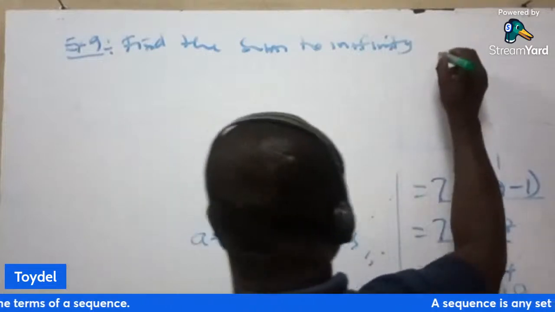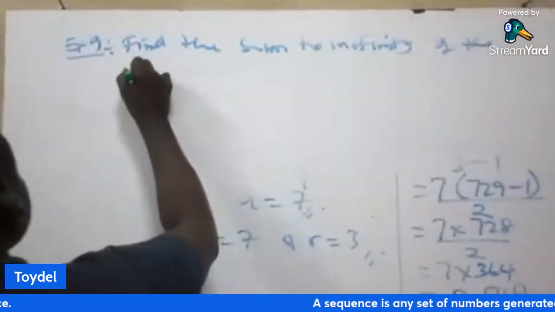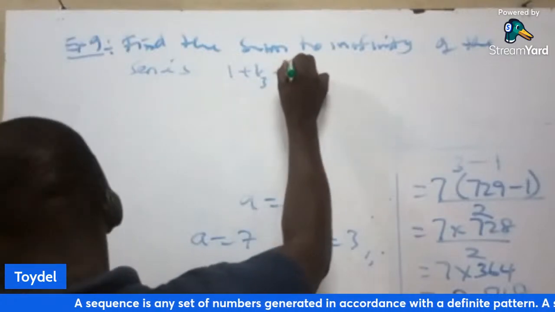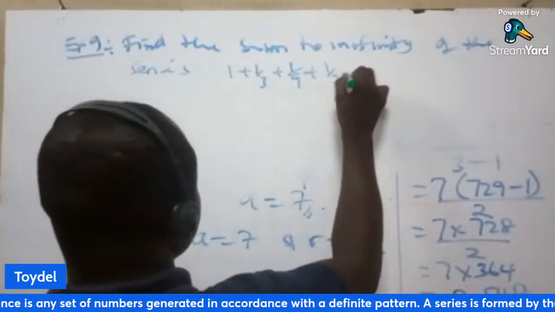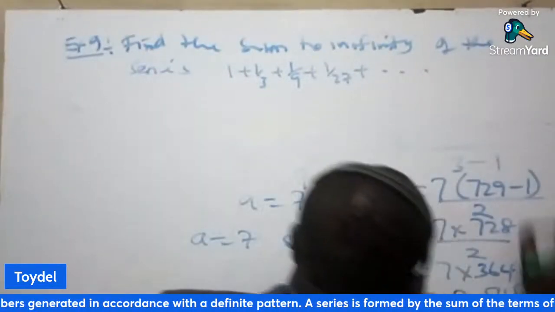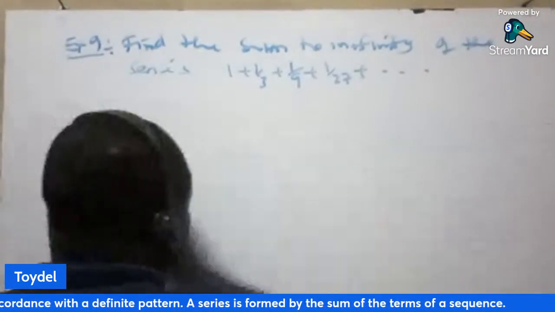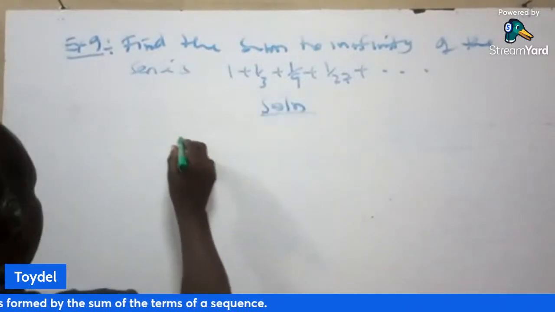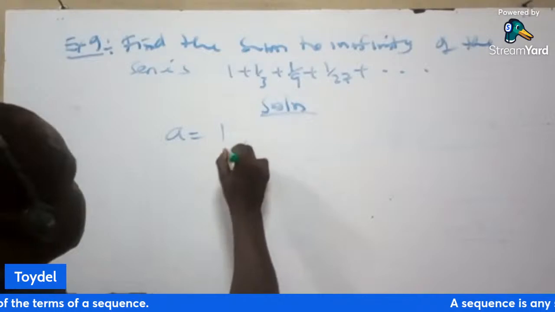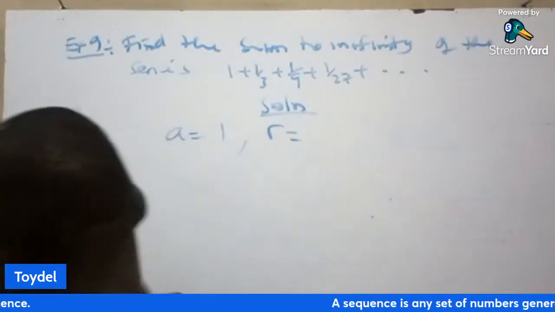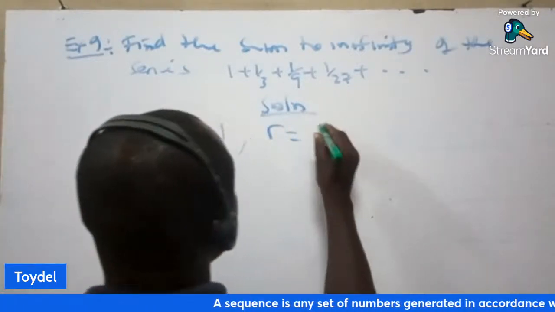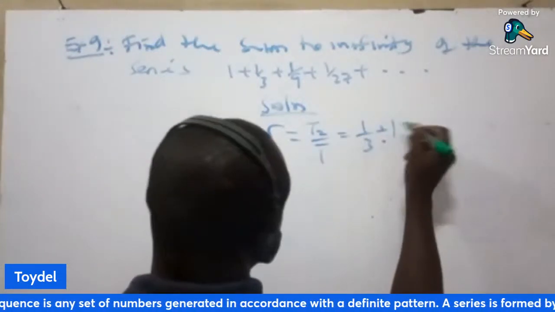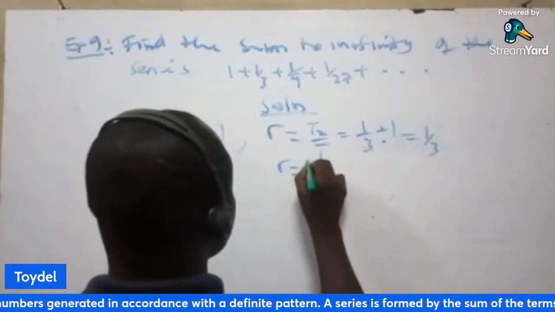Find the sum to infinity of the series 1 plus 1 all over 3 plus 1 all over 9 plus 1 all over 27 plus dot dot dot. So in this case, of course, we know the formula when we have sum to infinity. Here a is equal to 1. Then what is the common ratio? Common ratio will be second term divided by first term, so that will be T2 divided by T1. T2 is 1 all over 3 divided by 1, which is still 1 all over 3. So r is equal to 1 all over 3.